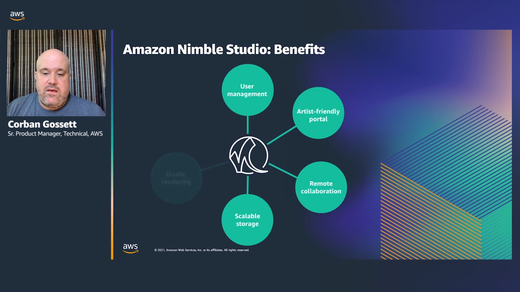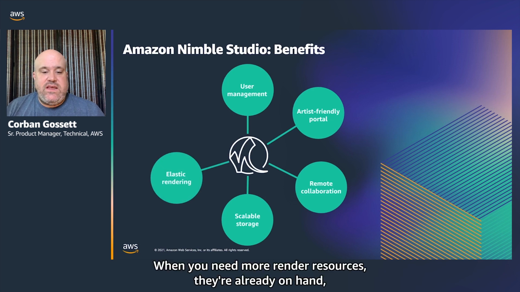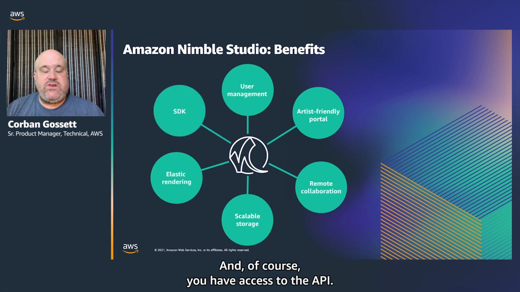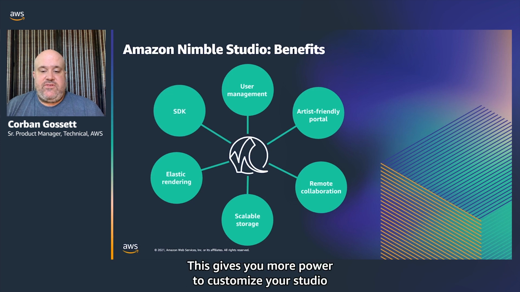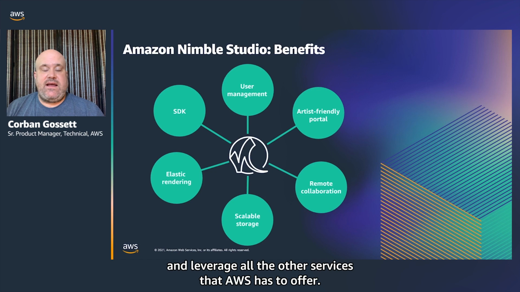Your artist can also render on an elastic cloud-based render farm. When you need more render resources, they're already on hand. So crunch time becomes a lot less stressful. And of course, you have access to the API. This gives you more power to customize your studio and leverage all the other services that AWS has to offer.